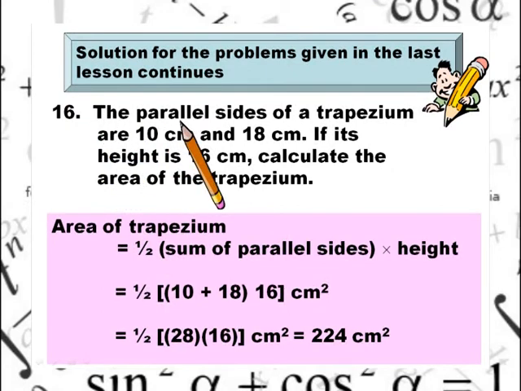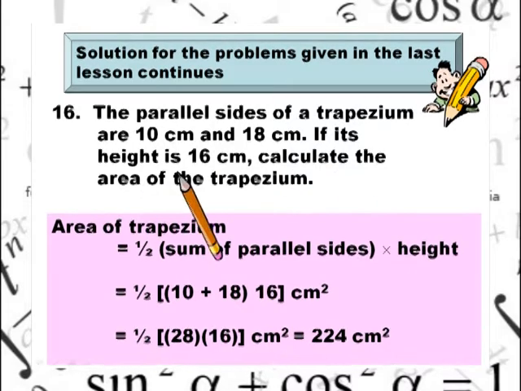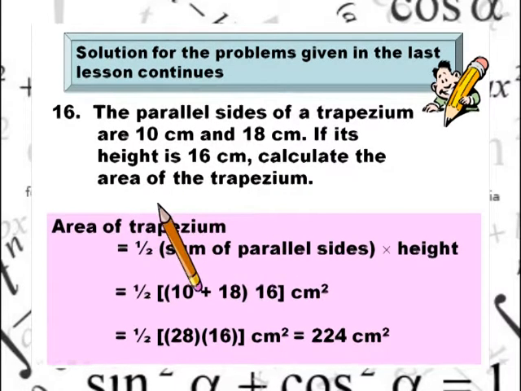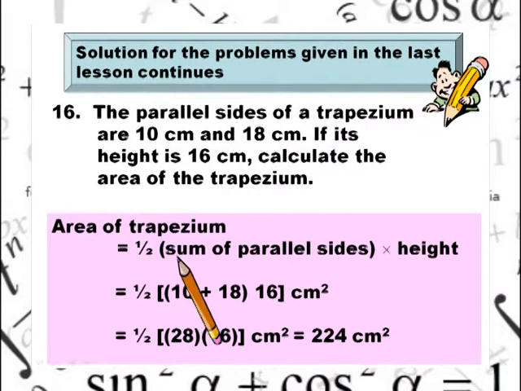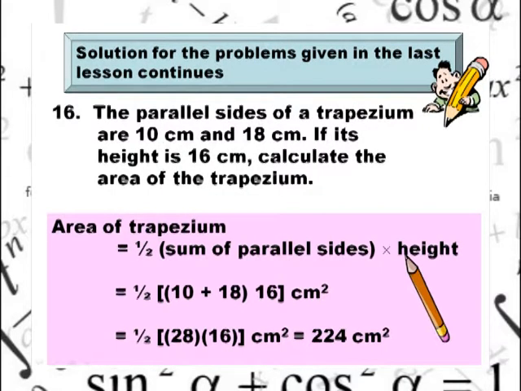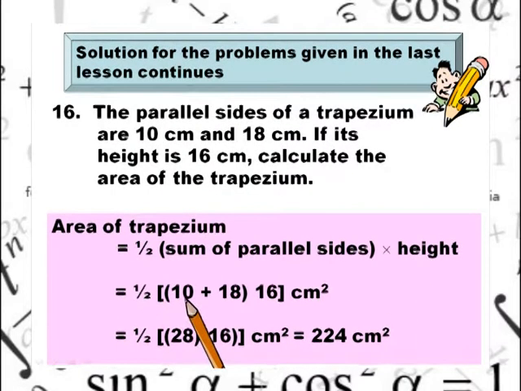Question 16. The parallel sides of a trapezium are 10 cm and 18 cm. If its height is 16 cm, calculate the area of the trapezium. Area of trapezium is equal to half the sum of the parallel sides by height. That's equal to half of 10 plus 18 by 16 cm squared. And that is equal to half 28 by 16 cm squared, and that is equal to 224 cm squared.